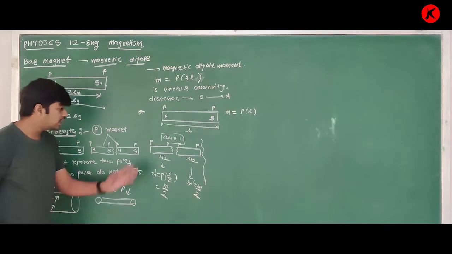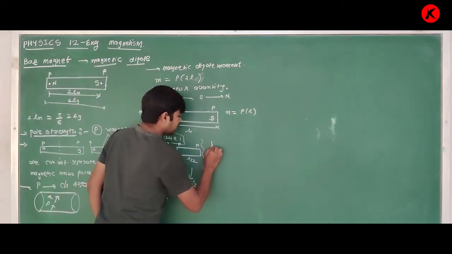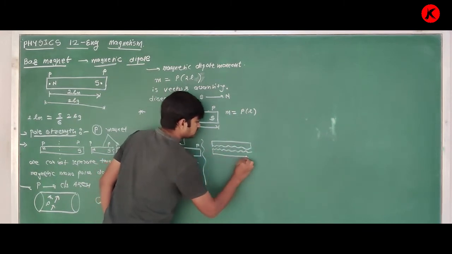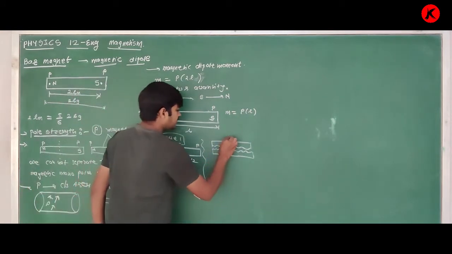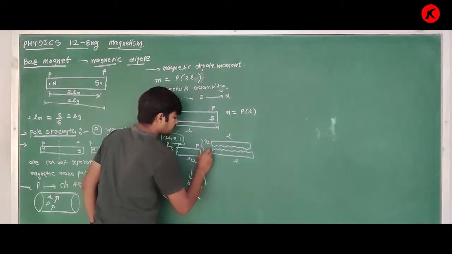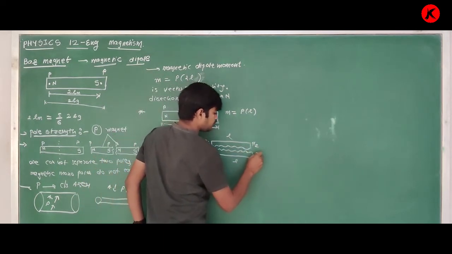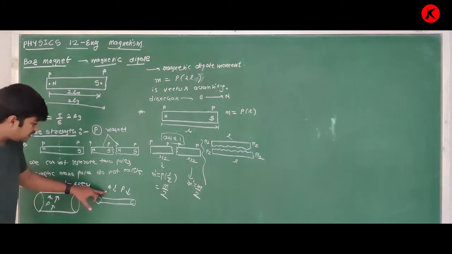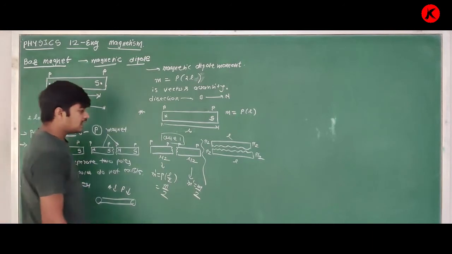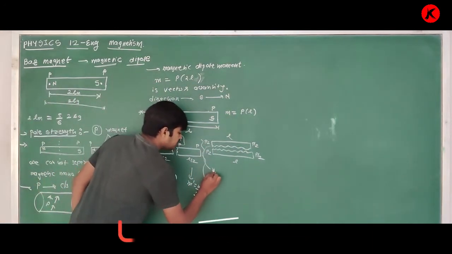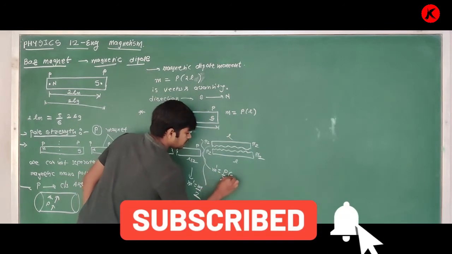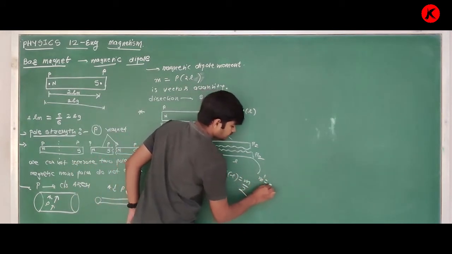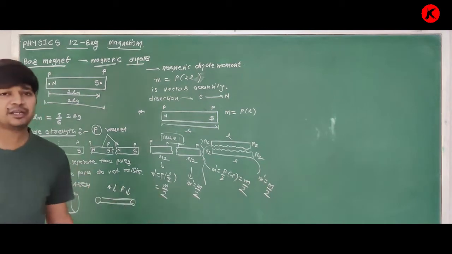Any doubt? Now, if I cut the magnet like this, then the length remains the same, L, but the pole strength becomes half. Why does the pole strength become half? Because if the area of cross section is more, pole strength is more, and if the area of cross section is less, pole strength is less. So for each piece, M dash is equal to pole strength into length, which is M by 2. For the second piece also, M dash is M by 2. So you can remember these cases.